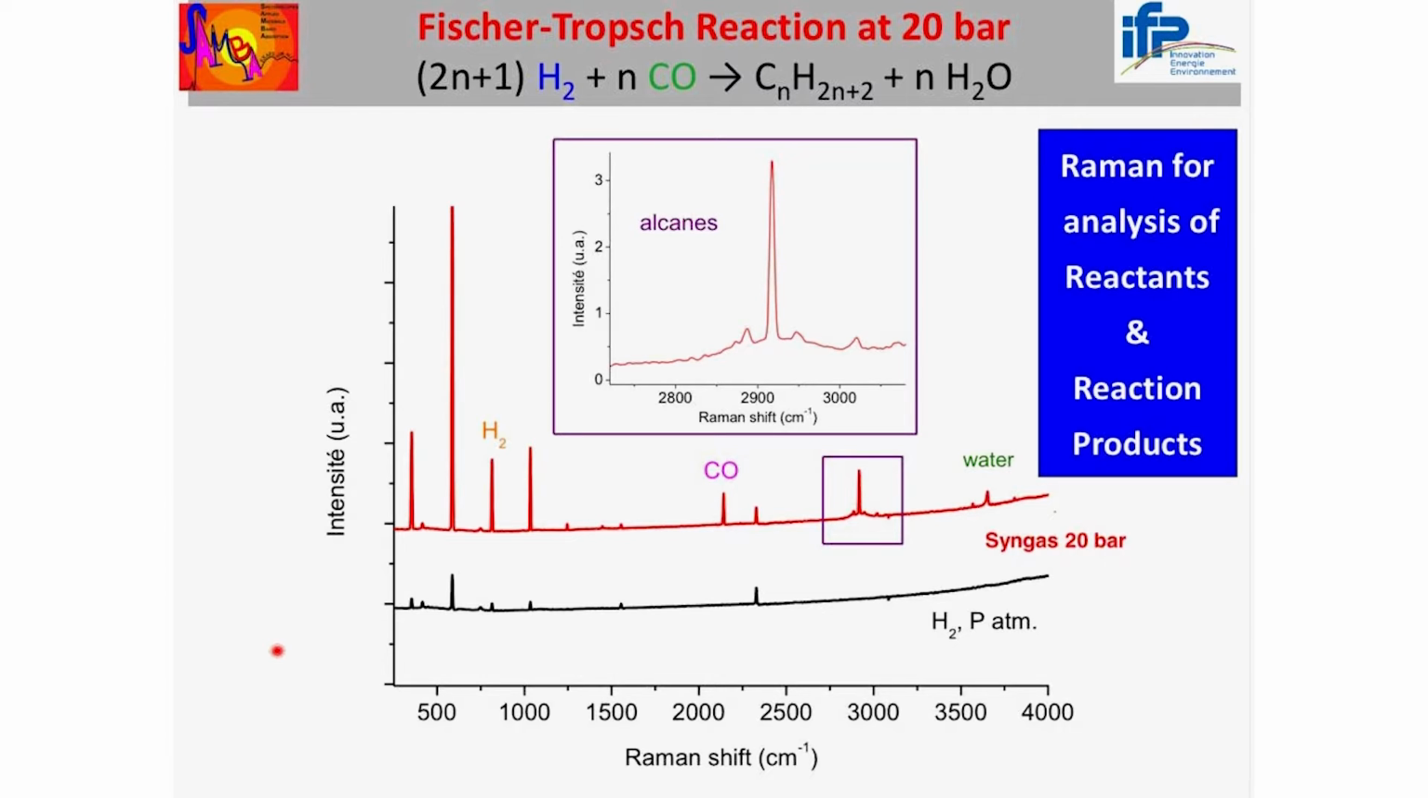Okay, so here you have the typical Raman spectrum, which can be recorded as the catalyst is under syngas at 20 bar. We have first well-defined lines here, as you can see, which are related to the gaseous reactants, the hydrogen and carbon monoxide. And we have this region here, centered around the CH stretching mode, where you have information about the reaction products, the hydrocarbons formed by the reaction.